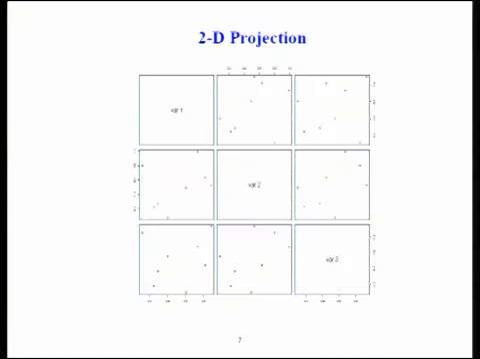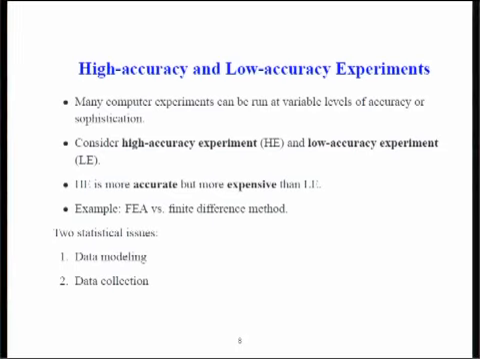Now let me introduce some new stuff. This is the first experiment I'm going to consider. This is called high accuracy and low accuracy experiment. This one actually has become quite popular now. The reason is many computer experiments can be run at different levels of accuracy.